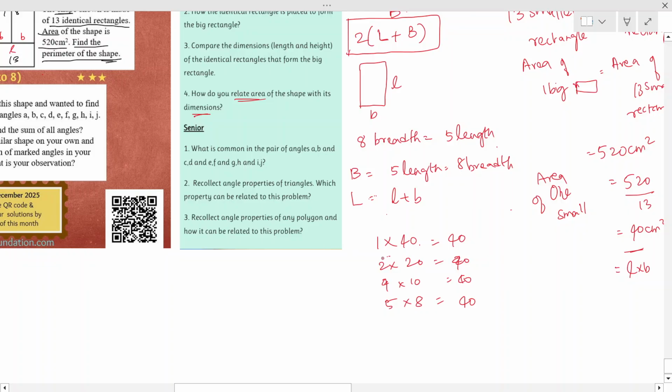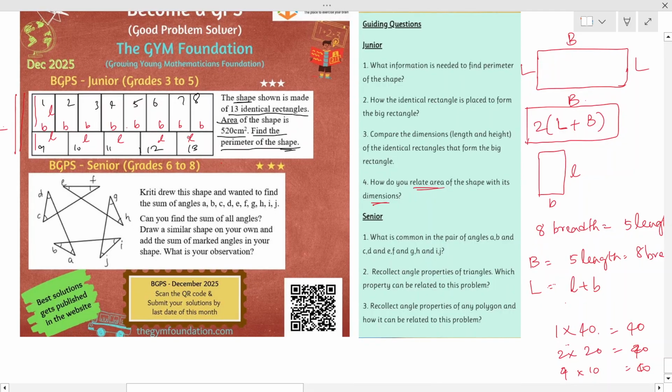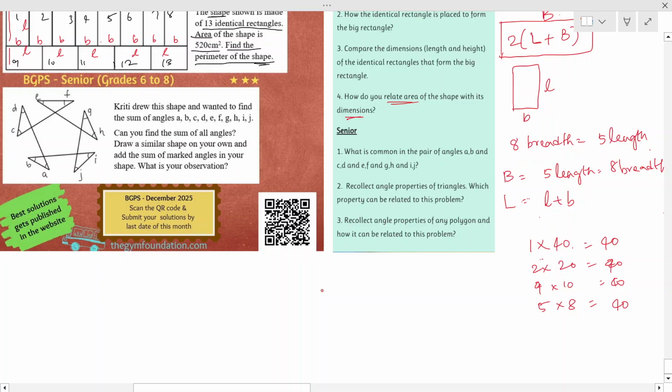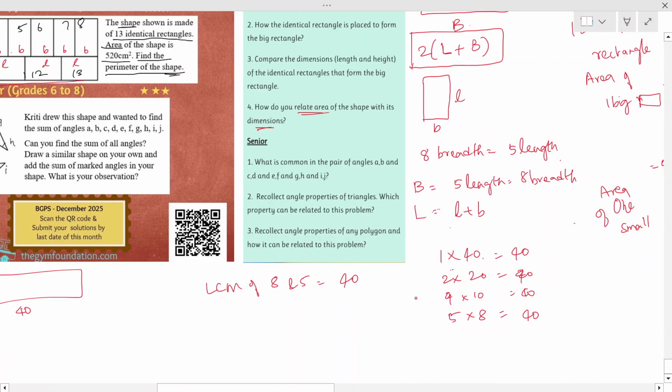So here, Danya's approach was very interesting. She was telling that there are actually 8B and 5L, right? 8B and 5L. And the LCM of 8 and 5 is 40. So the length and the breadth of this bigger rectangle should be 40. This is a very interesting approach of how she got that 8 times 5. But if you can't relate that 8 times 5 is 40, you can have another approach.